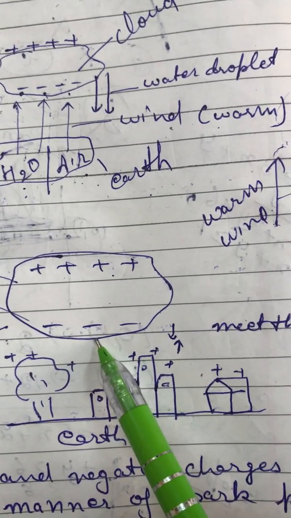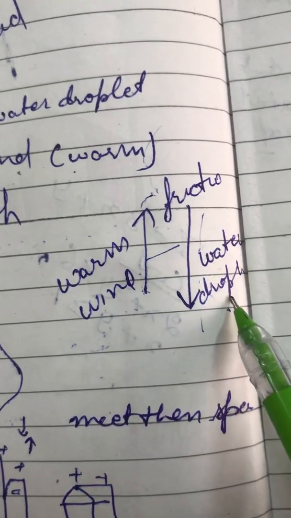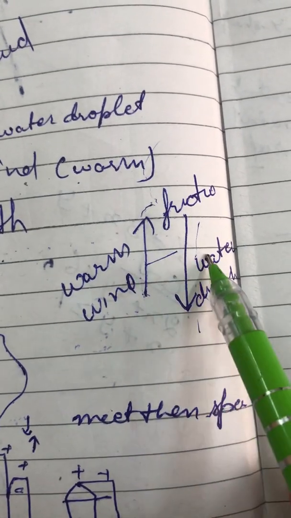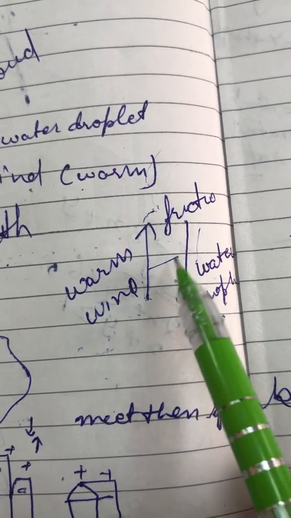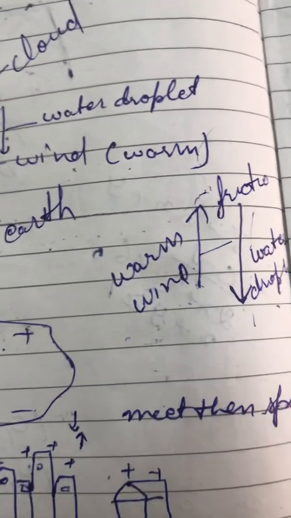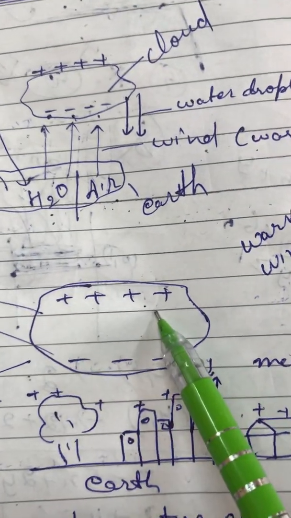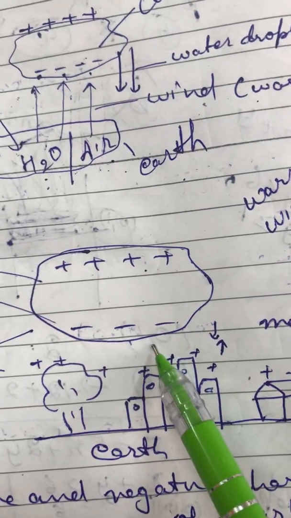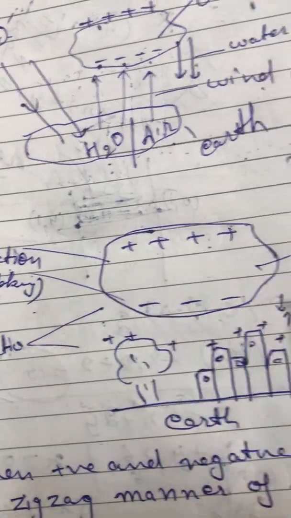the lower part. During the interaction between the warm wind moving upward and the water droplets moving downward, there is friction and rubbing, so there must be a generation of charge. The clouds gain positive charge on the upper part and negative charge on the lower part of the cloud. I am showing the cloud here. This is due to friction, rubbing, or you can say the interaction.